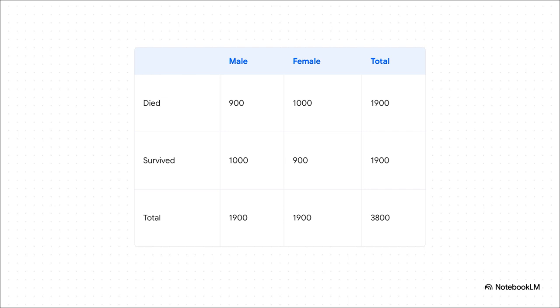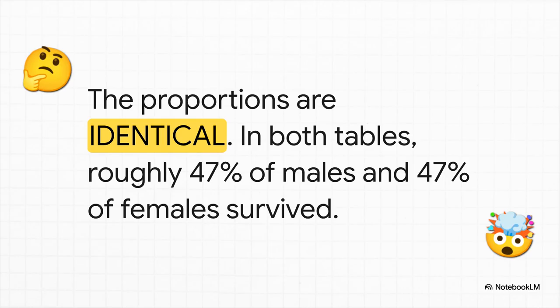The numbers are obviously way bigger, but look at the pattern. Does anything seem a little familiar? If you actually crunch the numbers, you'll see something wild. The proportions are exactly the same. In that tiny data set and in this massive one, the survival rate for both men and women is hovering right around 47%. The fundamental relationship is identical.